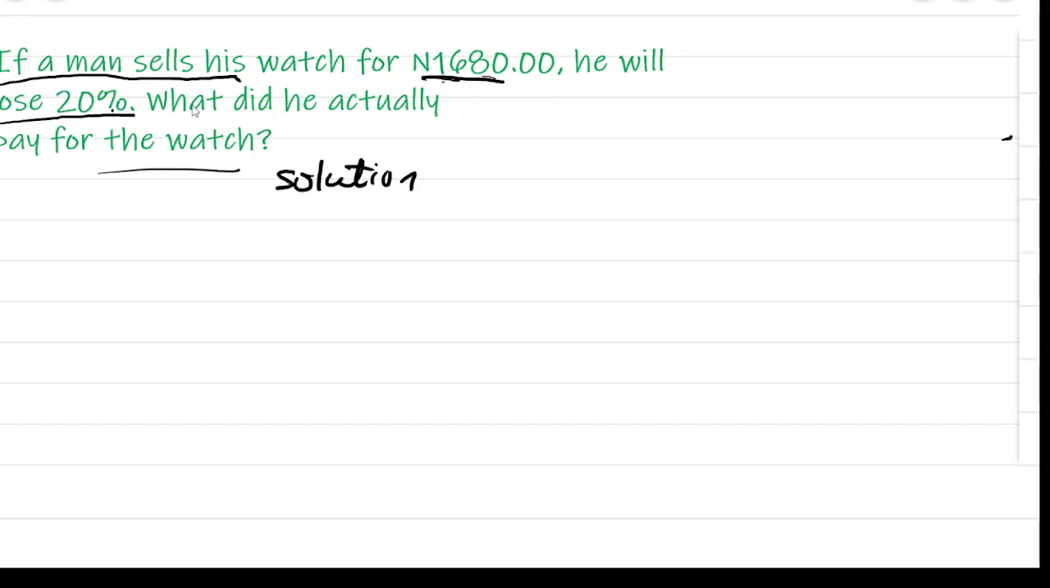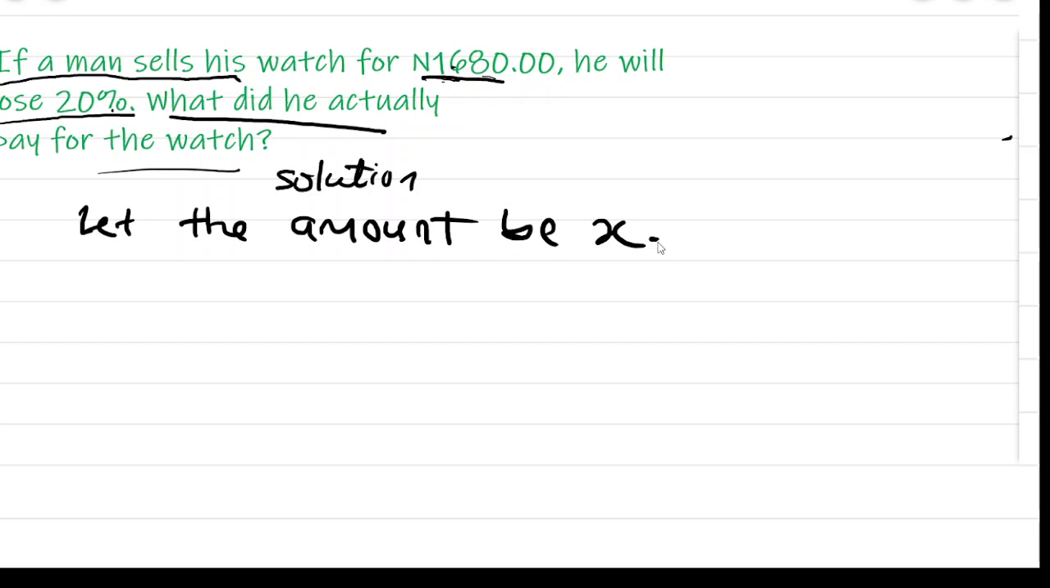So here he said that the man sells his watch for 1,680 naira. If he sells the watch for this amount, he will lose 20% of the money. Now we don't know the amount. What did he actually pay for the watch? So let the amount be X. Let's say he paid X naira for the watch.